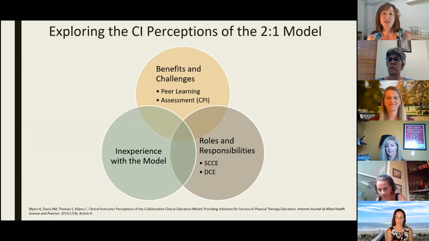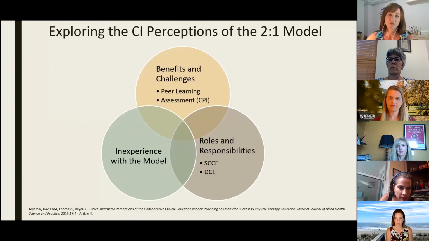And the other big key that came out of this, specifically from our CIs, was they reinforced over and over again that the NCCE and the academic program and a relationship between all of the parties was really important to make this a successful model.